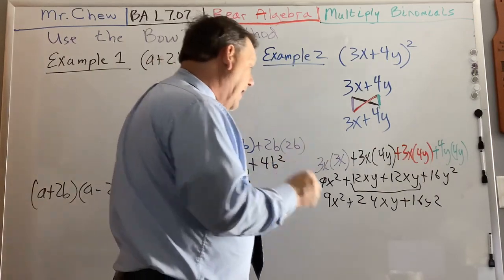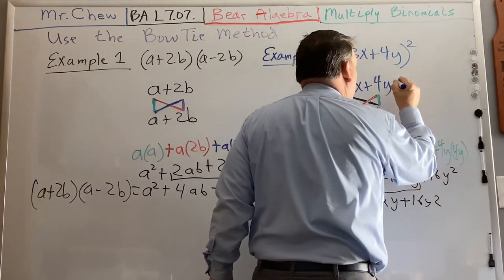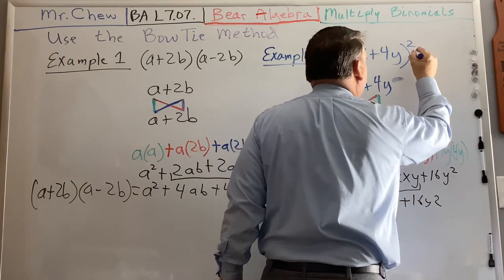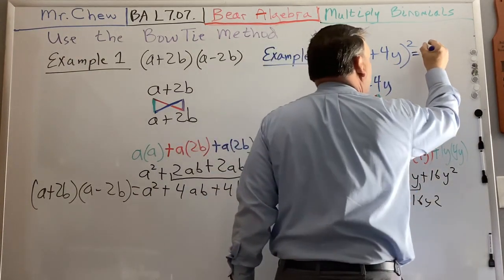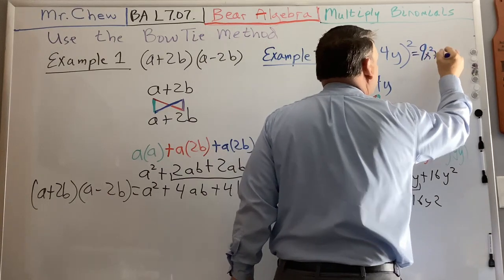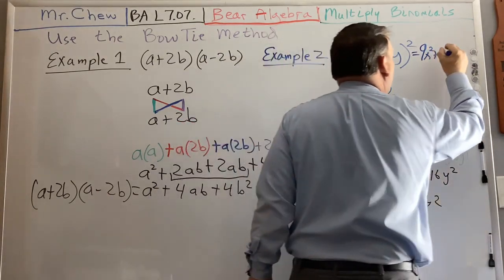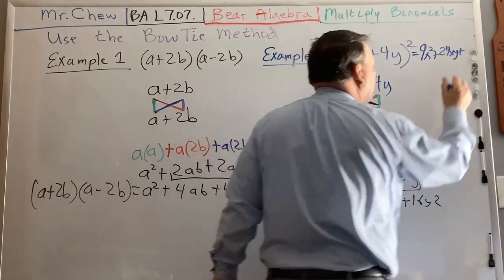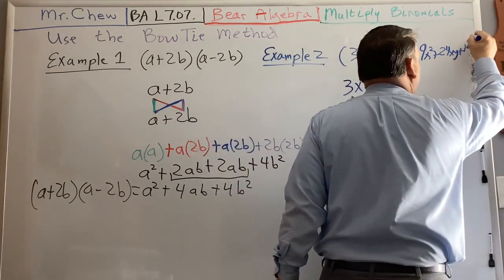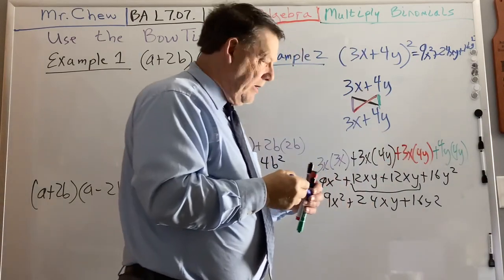So now that is my multiplied answer, so I could go up here if I've got room to write it in. There's not a whole lot of room here. 9x squared plus 24xy plus 16y squared. Not a whole lot of room to write that in.